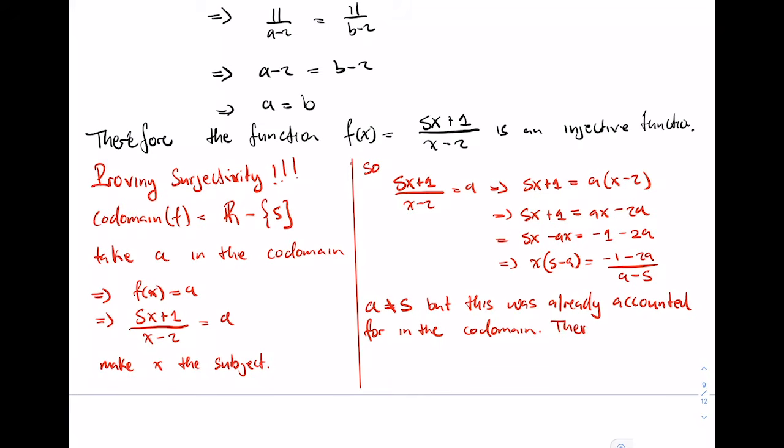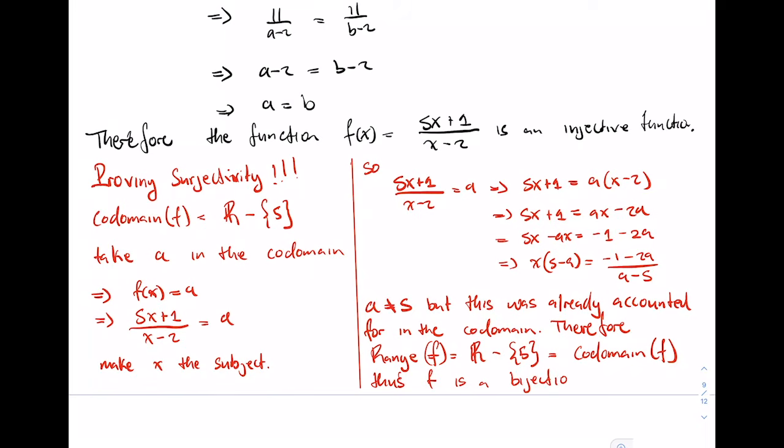Therefore, the range is equal to, what is the range here? The set of real numbers minus the number 5, which is equal to the codomain of f. Thus, f is a bijective function, or f is a bijection. Okay? Awesome.